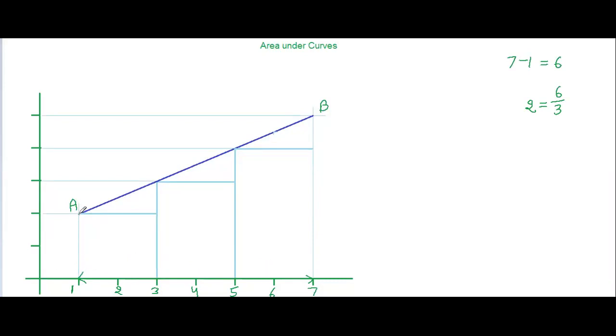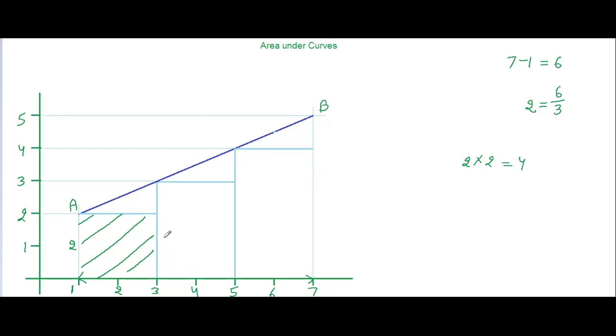I make a rectangle below the straight line segment AB of maximum possible height on this portion of width 2. So I have made this rectangle. From the graph we read the height of this rectangle is also 2. The height of this rectangle is 2 and width is also 2. So area of this rectangle is 2 multiplied by 2. This is 4.